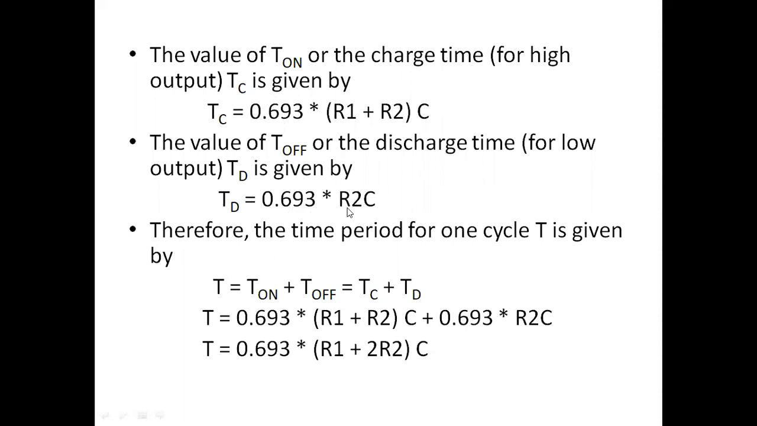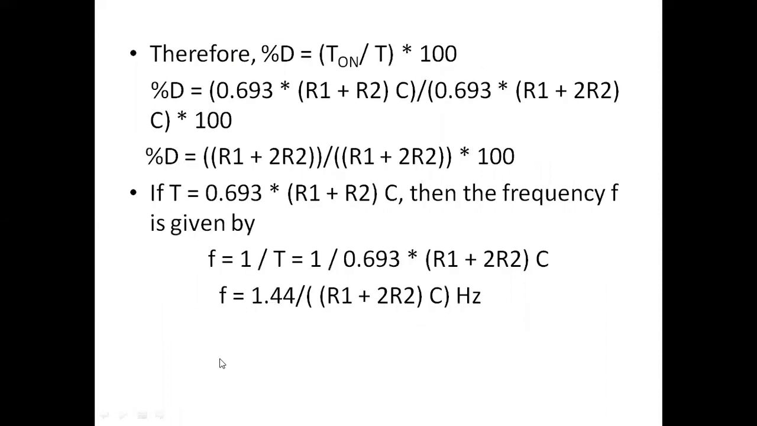Therefore the total time period T is equal to T on plus T off. T on is the charging time period, T off is the discharging time period. If you substitute these two values, then we get the total time period as 0.693 into (R1 + 2R2) into C. This is the total time period, that is charging time plus discharging time.